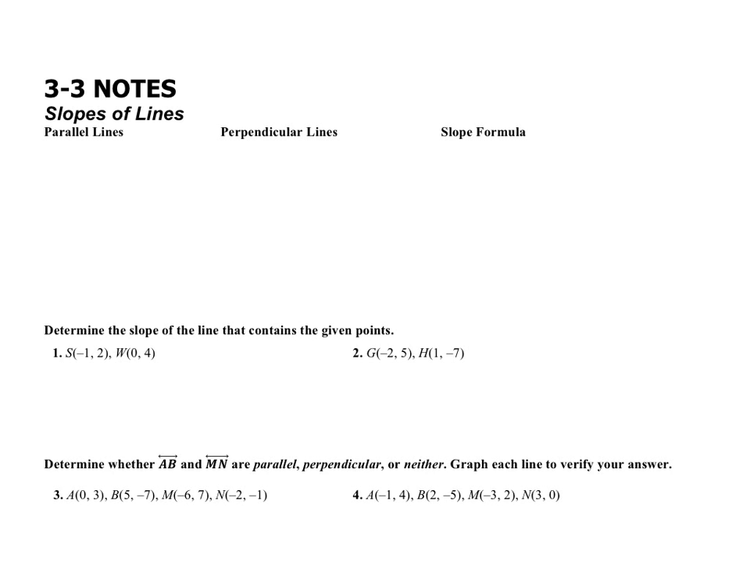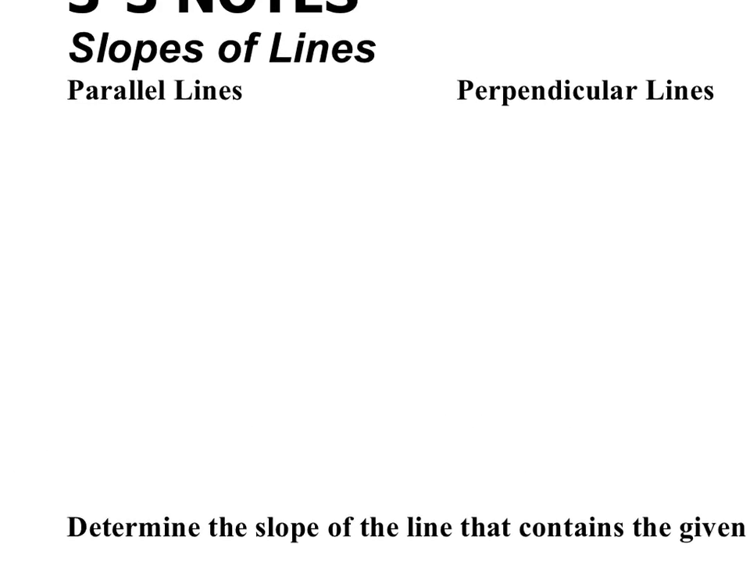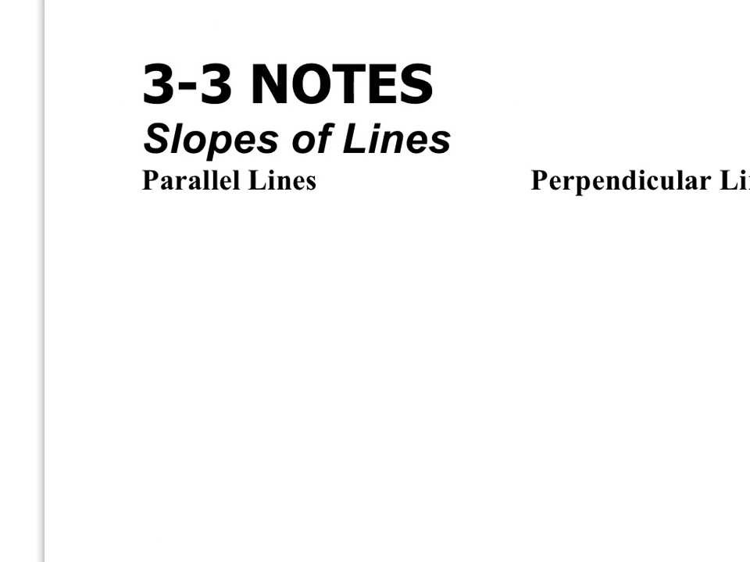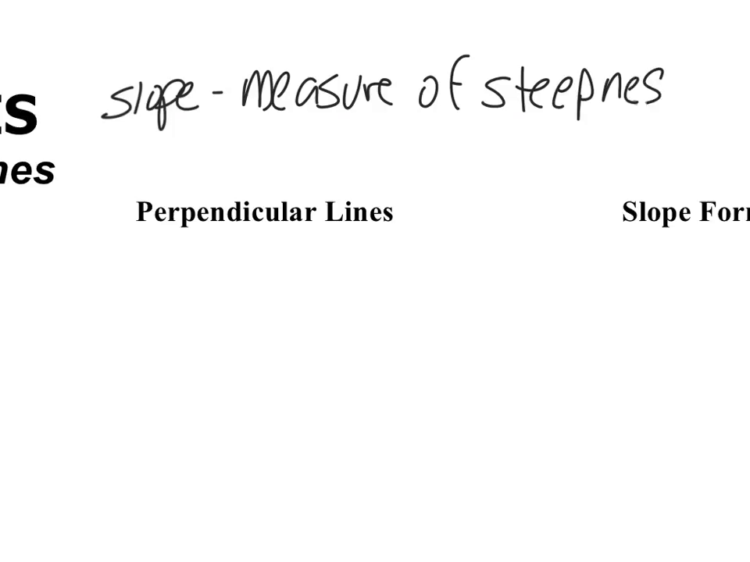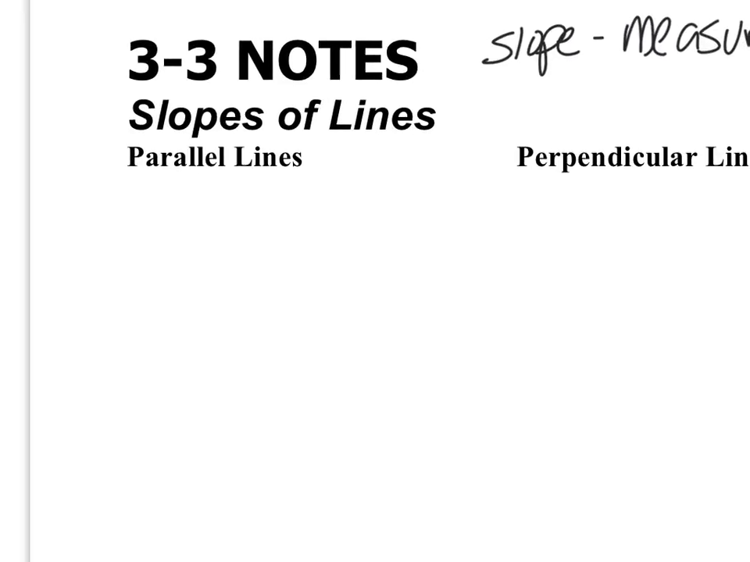And the first thing I want to talk about when we're talking about slopes of lines is that slope is a measure of steepness. So we can actually figure out how steep something is and apply a numeric value to that, which is pretty powerful. The one thing I want to talk about here is the types of slopes that we get when we have parallel lines and perpendicular lines.